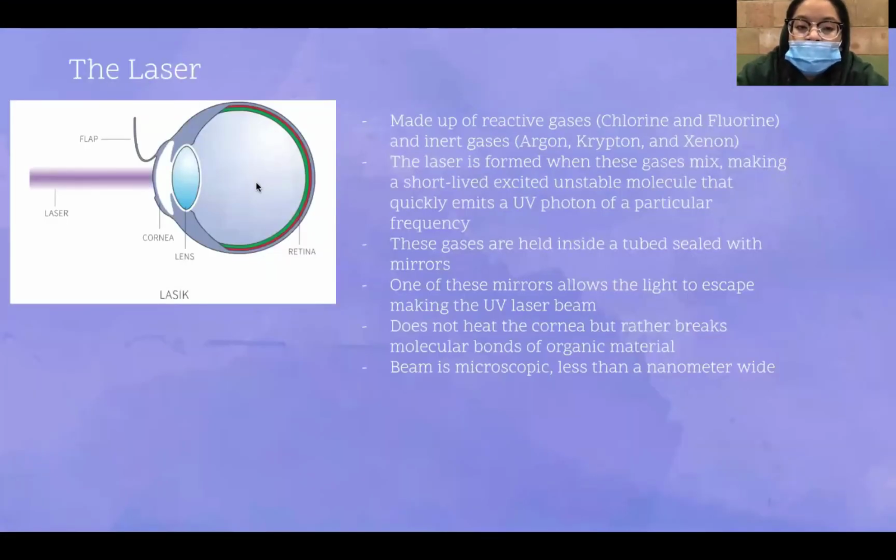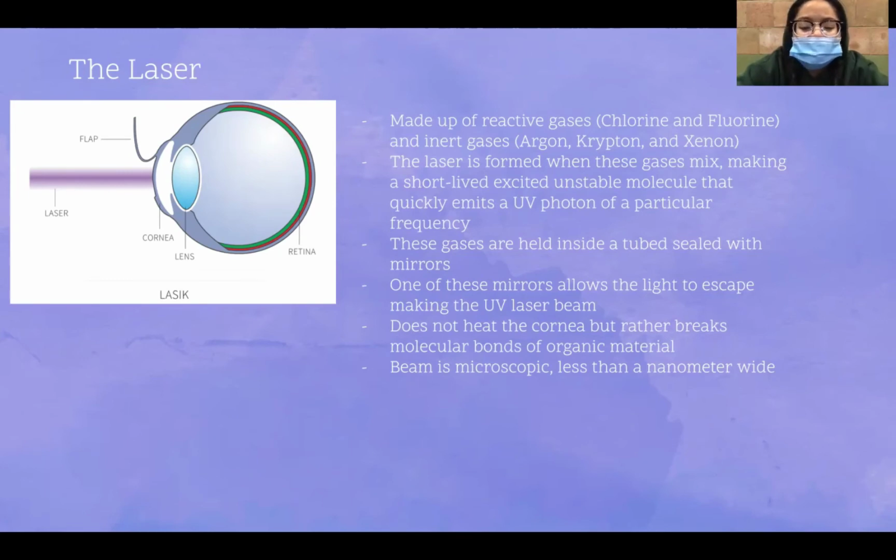Now I want to go more into depth about the laser. It's made up of reactive gases like chlorine and fluorine, and also inert gases, which are argon, krypton, and xenon. The laser is formed when these gases mix, making a short-lived, excited, unstable molecule that quickly emits a UV photon of a particular frequency. These gases are held inside a tube sealed with mirrors. One of these mirrors allows the light to escape, making the UV laser beam.